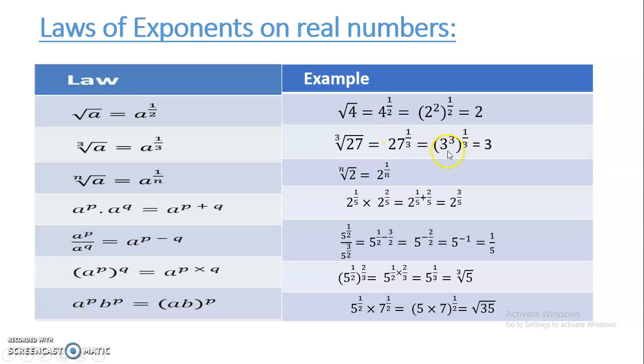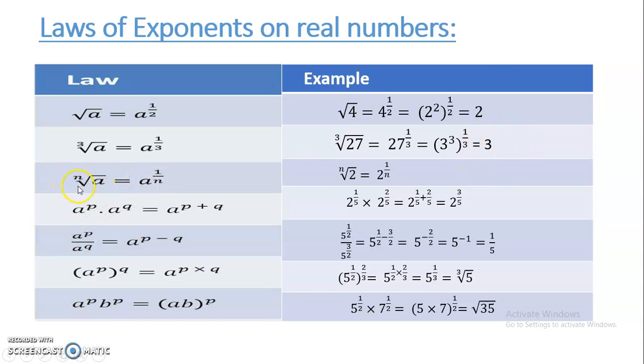Now you know that 27 is the cube of 3, so we can replace this 27 with 3 raised to the power 3. Now again this 3 and 1 by 3 are in multiplication, they can get cancelled, so 3 will remain outside as a base. That is our answer.